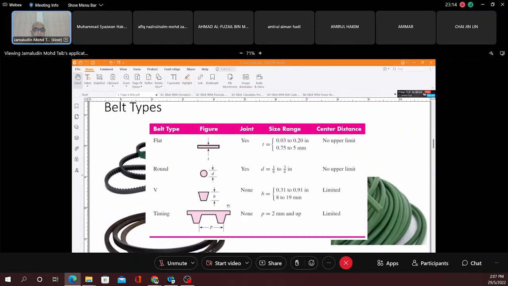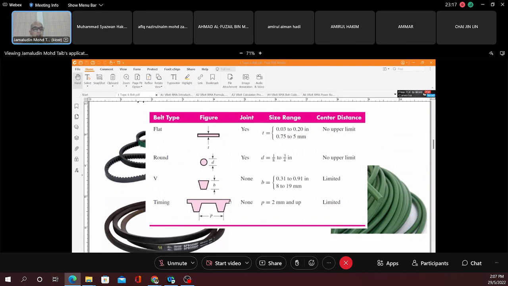Okay, there are 4 types of belts. Flat belts are like a conveyor. It's purely a flat fabric thing with a certain thickness. There is no upper limit, meaning that for a conveyor, you can buy the belt as long as possible and just fix it at the end. It's no limit. Round belt is the same as the flat belt.